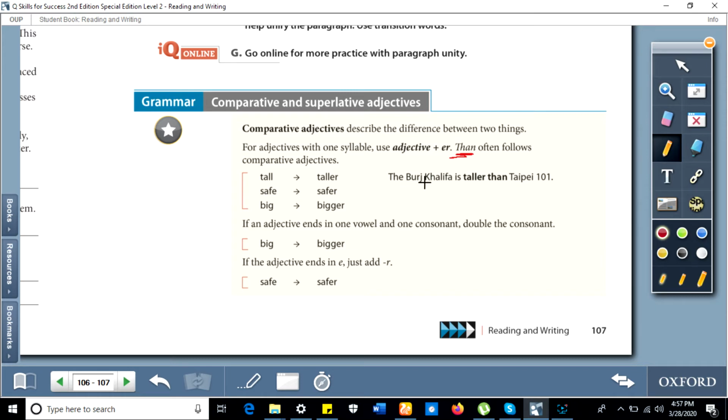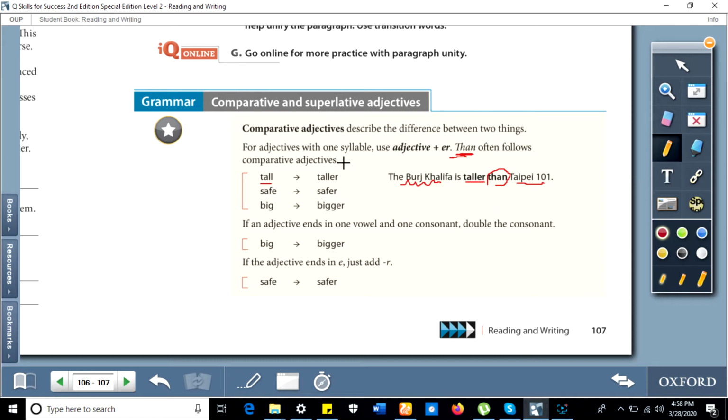For example, look at this sentence here: The Burj Khalifa is taller than Taipei 101. Here we are using "taller", a comparative form of the adjective "tall", and after that we are using "than", and we are comparing the Burj Khalifa and Taipei 101. All right, so this is how it works, and this is what it means.